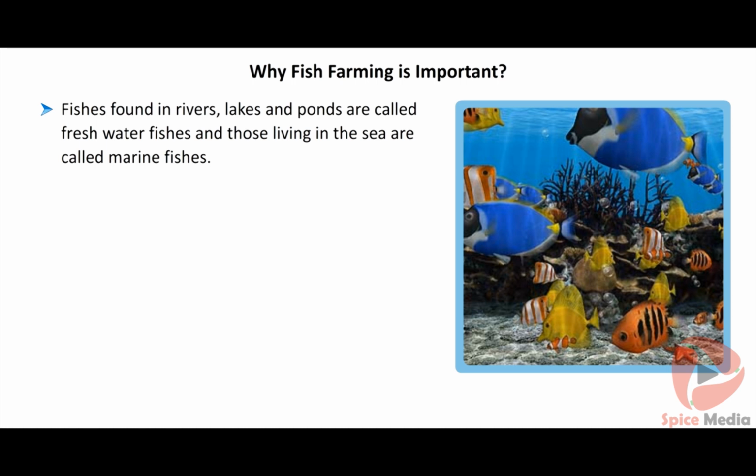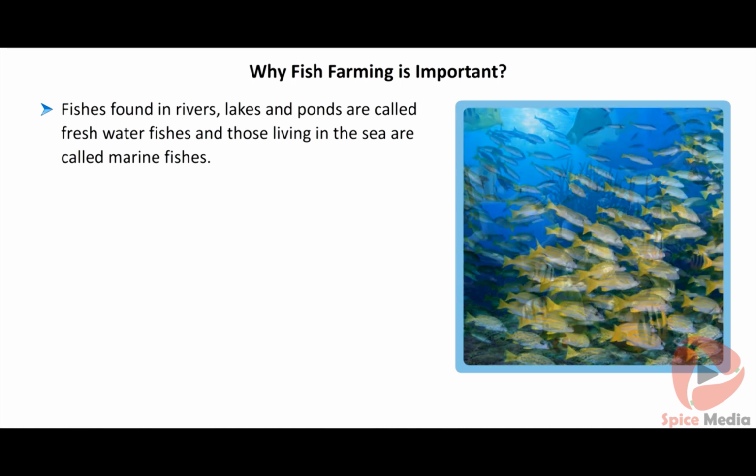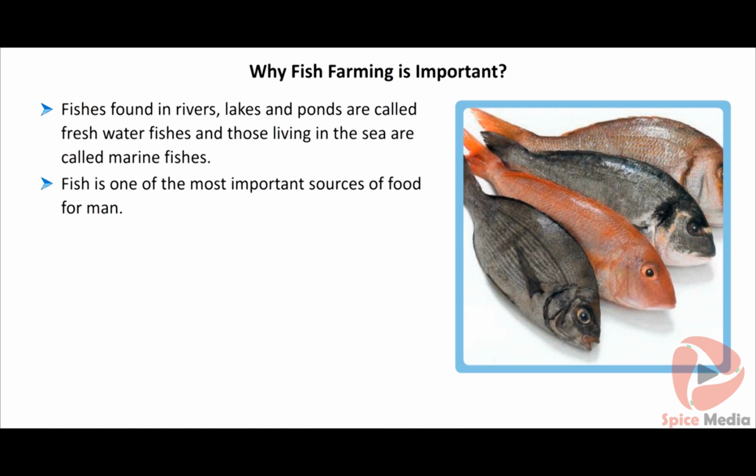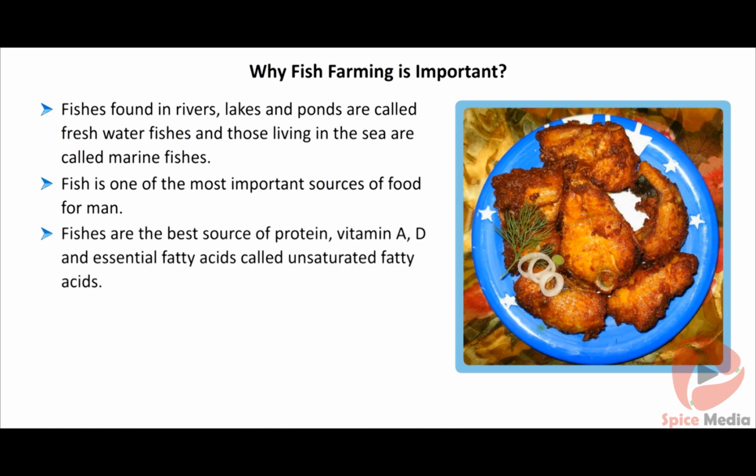Fishes found in rivers, lakes and ponds are called freshwater fishes, and those living in the sea are called marine fishes. Fish is one of the most important sources of food for man. Fishes are the best source of protein, vitamin A, D, and essential fatty acids called unsaturated fatty acids.